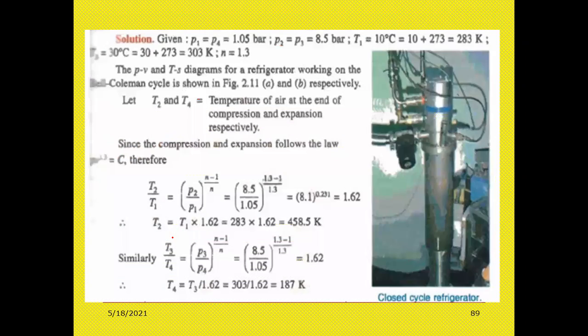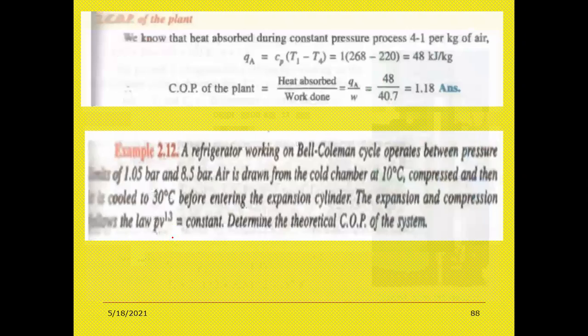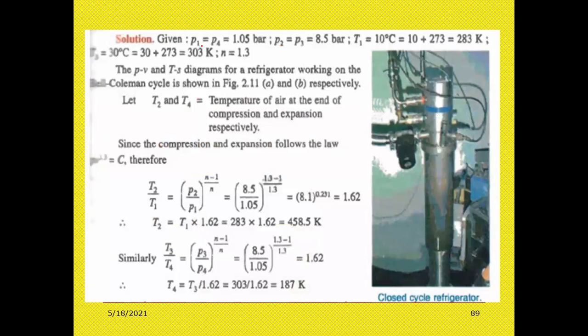So based upon the question, what is the given data? The pressure limits are given as 1.05 to 8.5 bar. So what is the pressure limit? P1 and P4 are on one line, P2 and P3 are on one line. So based on that, P1 and P4 are at the bottom, and P2 and P3 at the top. So P1 is equal to P4 is equal to 1.05 bar and P2 equal to P3 is equal to 8.5 bar. Now, what else is given in the question?